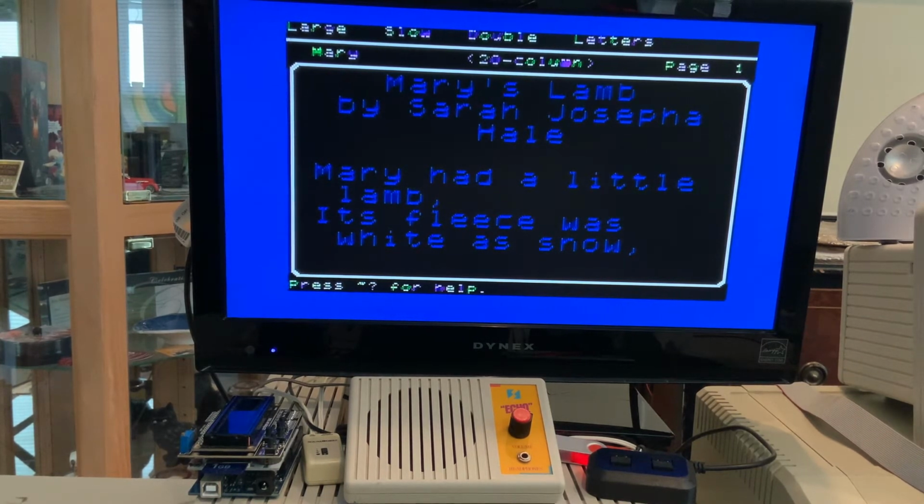Mary's lamb. Mary had a little lamb. Its fleece was white as snow.